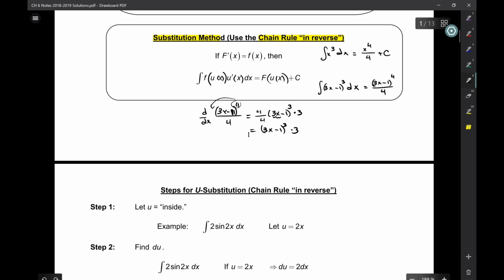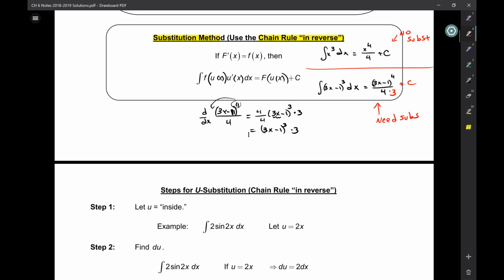So what do I need to do here? In order for me to get that back, I have an additional 3, so I need to divide by something in order to cancel things out. And then there's a plus c. So this is why we need u substitution. Here, no substitution. Here, you need substitution. So we've ascertained the need.